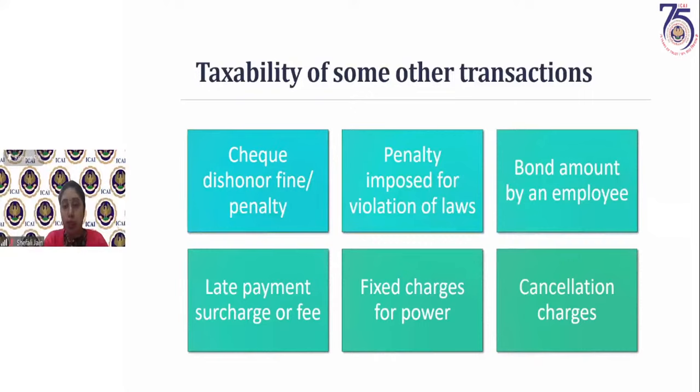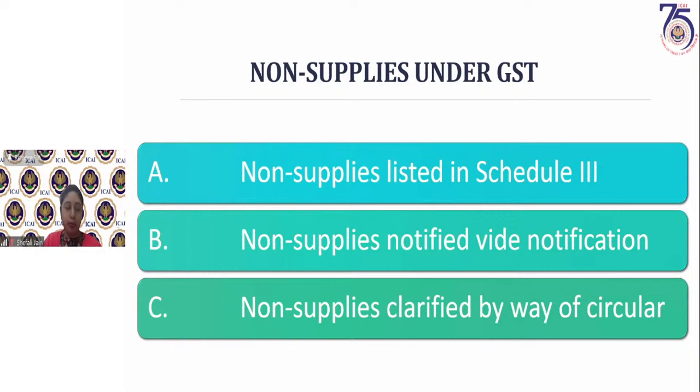So these last three transactions, the late payment surcharge or fee, fixed charges for power, and cancellation charges, are included under para 5(b). They are considered as supply, as consideration for supply. Okay. We have Schedule 3 now, but before moving to it, I think today we will not be able to do Schedule 3. We will do it in the next class, but let's see if any queries are pending before that.